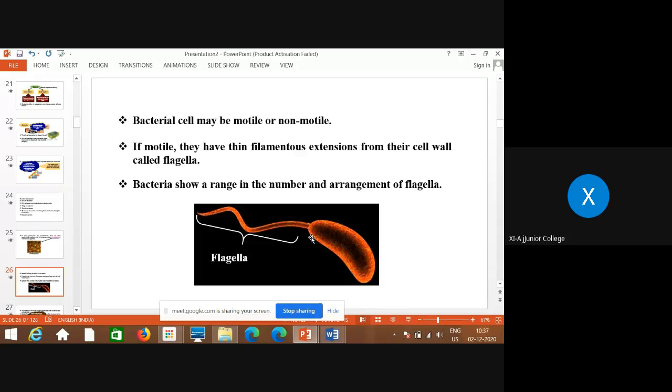So depending on the type of bacterial cell, there is a range in the number as well as arrangement of flagella. This is just the simplest form of bacterial cell structure that I have shown, with only one extension at one end, called a flagellum, but there are many other examples where many flagella are present. Flagellum is the singular, flagella is the plural.